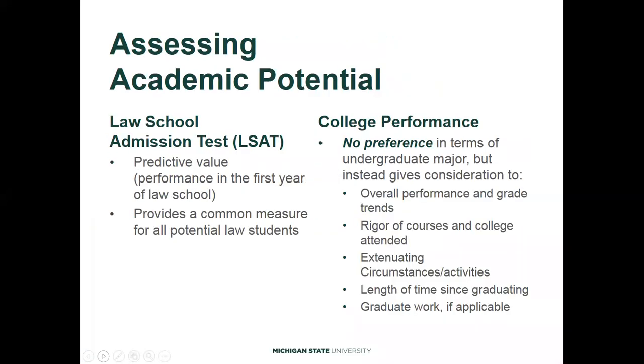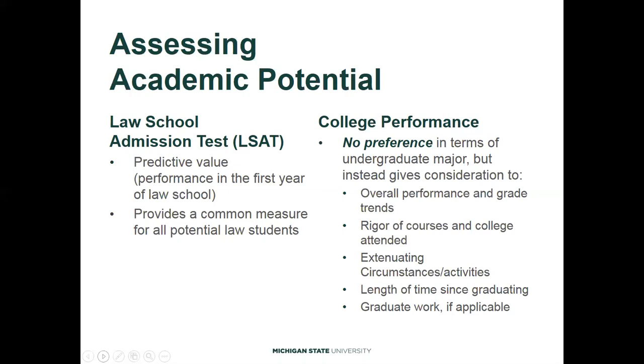So in assessing academic potential, there's really two measures that are able to be utilized by an admissions committee. One is going to be the LSAT, and the other is going to be college performance. The LSAT is really used for its predictive value. You may have read about the GRE being accepted at some law schools. Part of that is questioning whether it has a predictive nature or not, to determine whether somebody will be successful in that first year and beyond in law school.